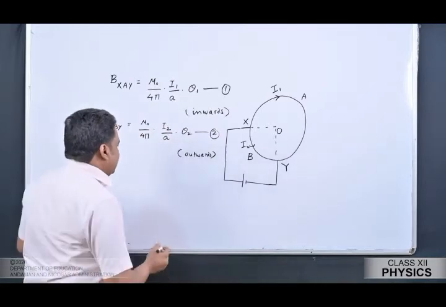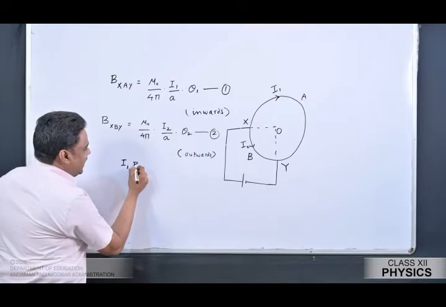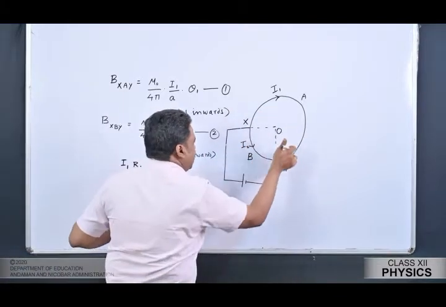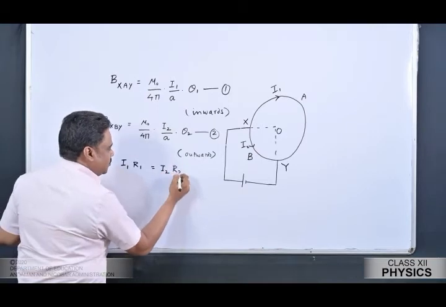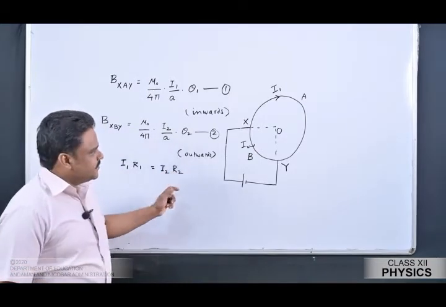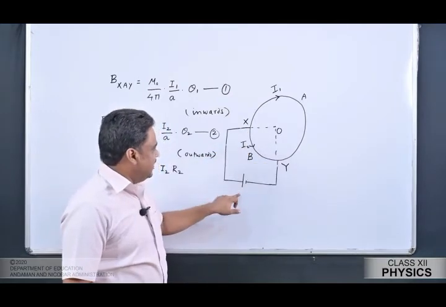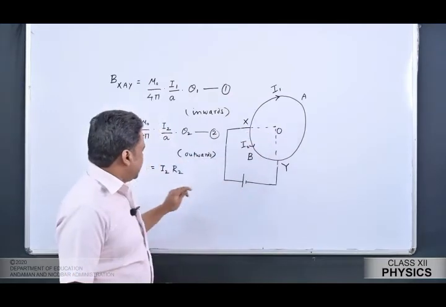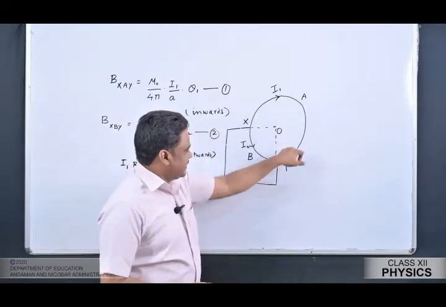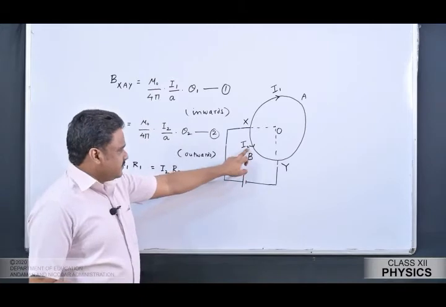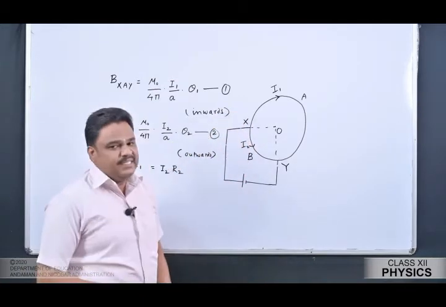So mathematically I can write I1 into R1, where R1 is the resistance of this part, is equal to I2 into R2. What is the logic behind this equation? Since the two parts of the loop are connected across the same points of the cell, the potential difference across the two parts will be the same. So I1 is the current and R1 is the resistance of the part XAY, which should equal I2, the current, times R2, the resistance of the part XBY.